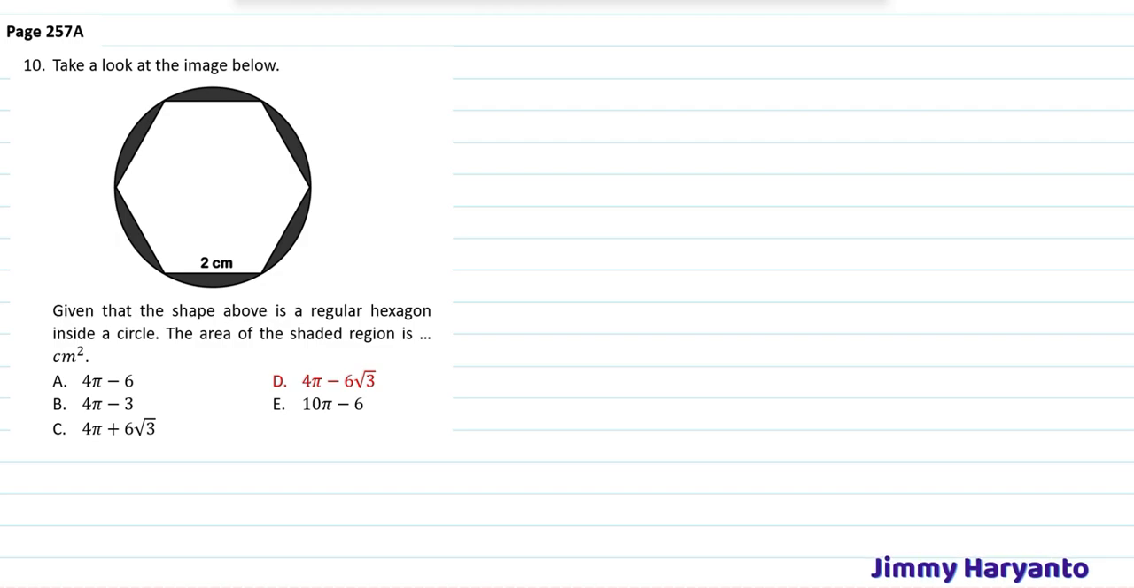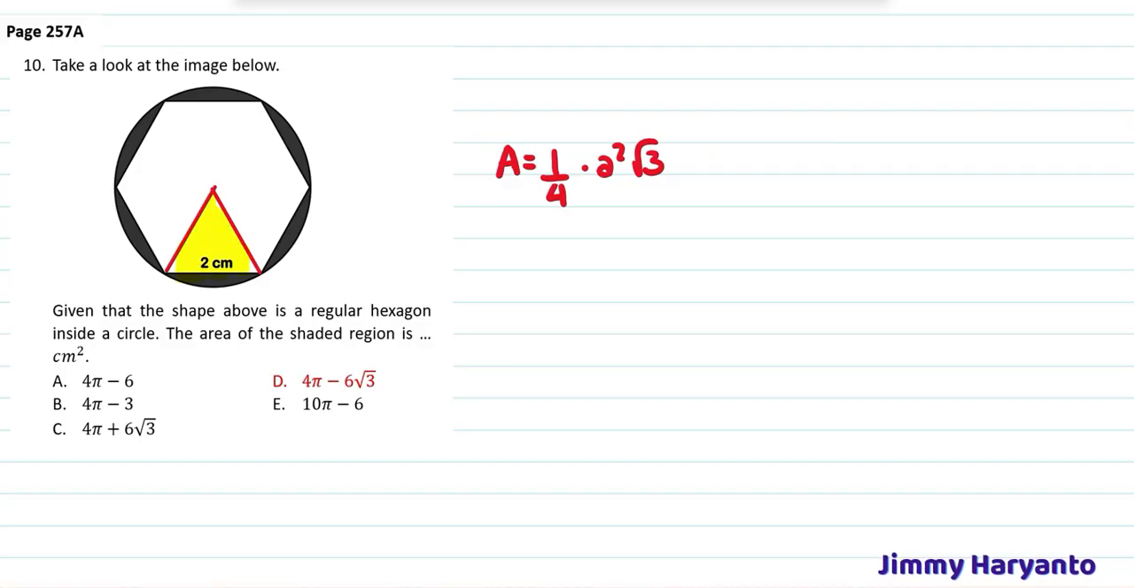Next is question 10. For question 10, given that the shape above is a regular hexagon inside a circle, find the area of the shaded region. Okay, so first let's do this. Okay, I have one more area of triangle, especially for equilateral triangle. We can use this formula, a square root of 3. So to find the area of this triangle, you only have to use that formula. Area equals 1 over 4 times the side is 2, and then square root of 3.